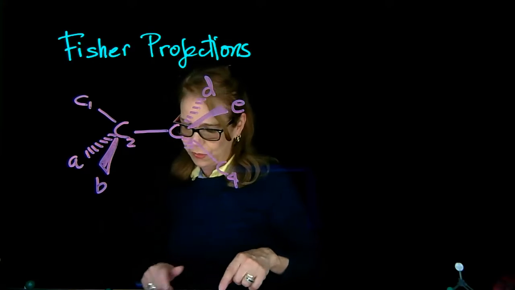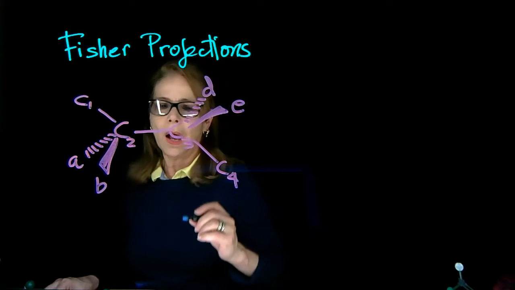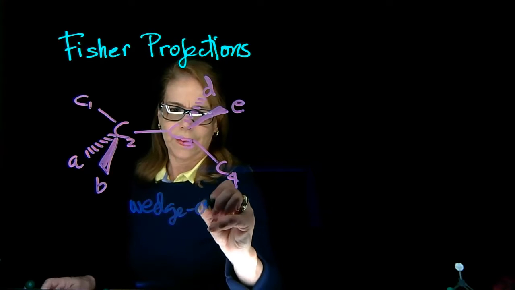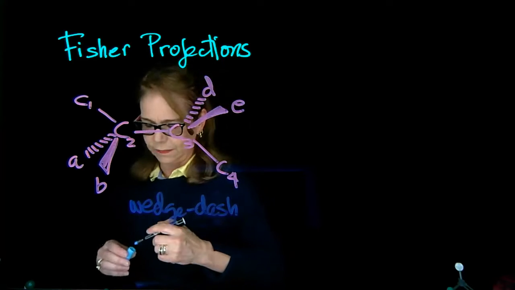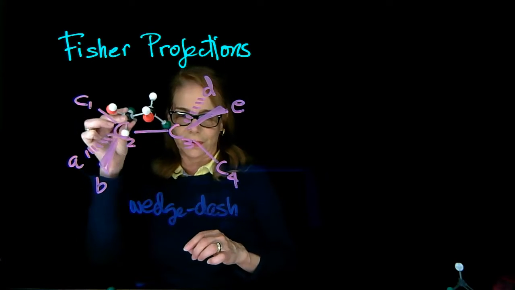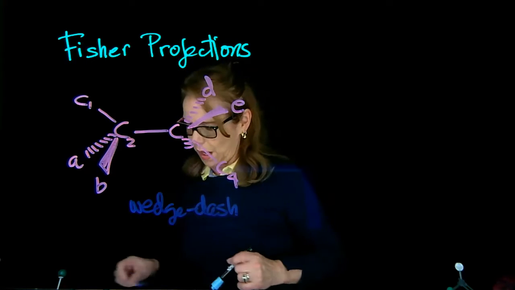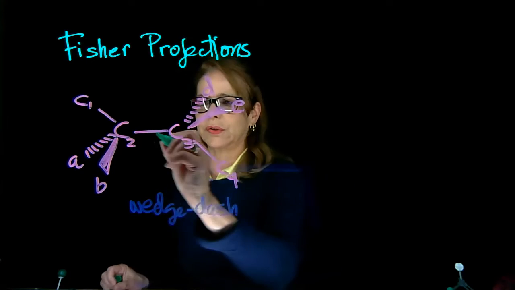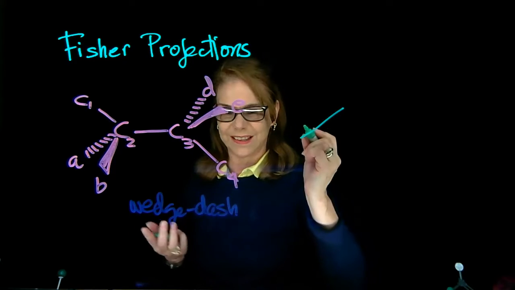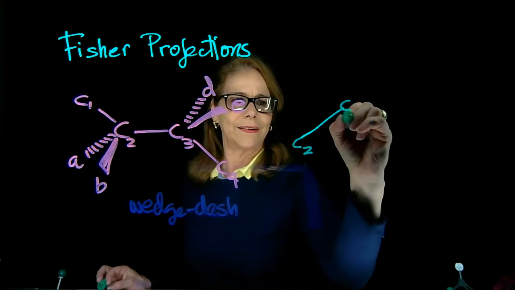Now, from your wedge and dash, we're going to do what we have done before. And so we'll say, this is wedge, dash. And instead of having this like that, we're going to tilt it a little bit. And this is going to be your sawhorse projection. So I'm going to draw just a line that is a little bit inclined. And that is C2, and that is C3.